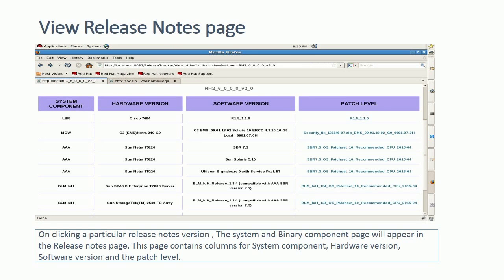View Release Notes page. On clicking a particular release notes version, the system and binary component page will appear in the Release Notes page. This page contains columns for system component, hardware version, software version and the patch level.